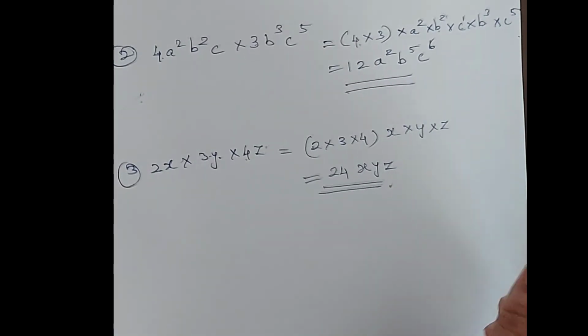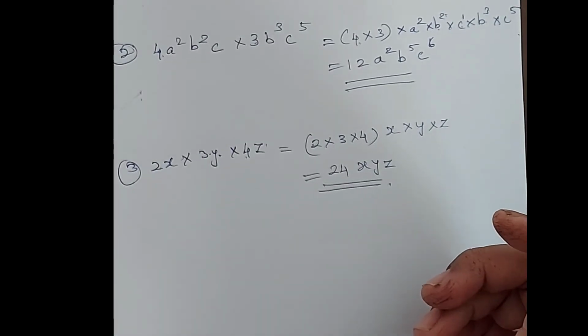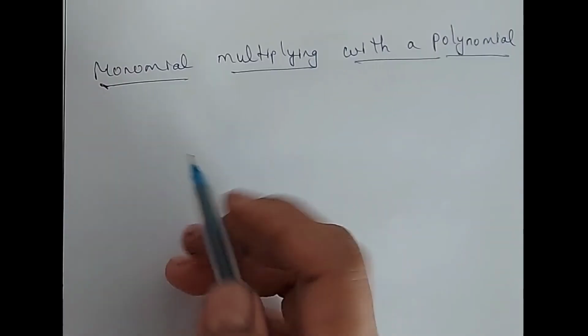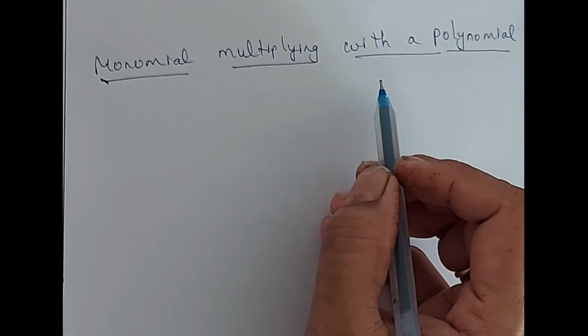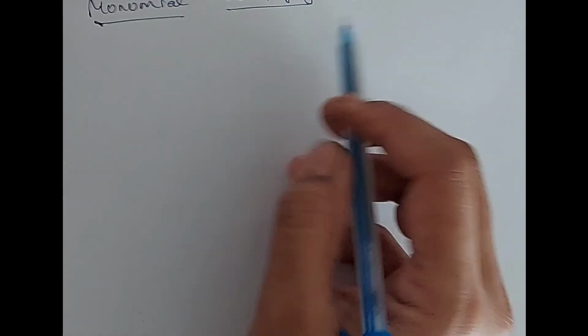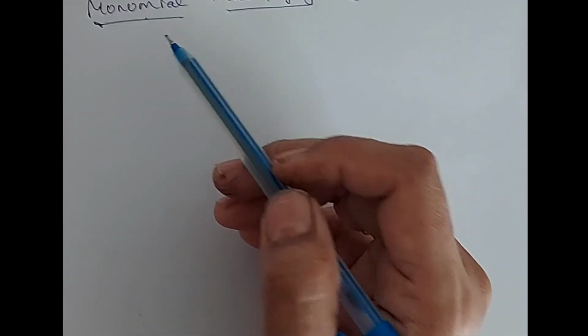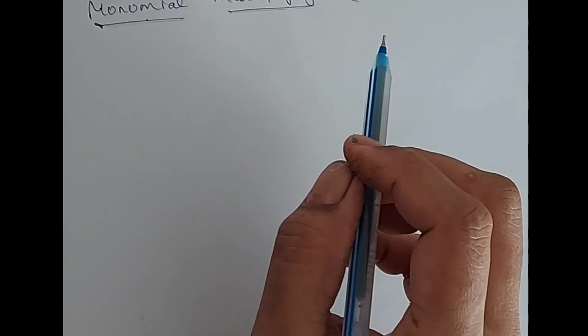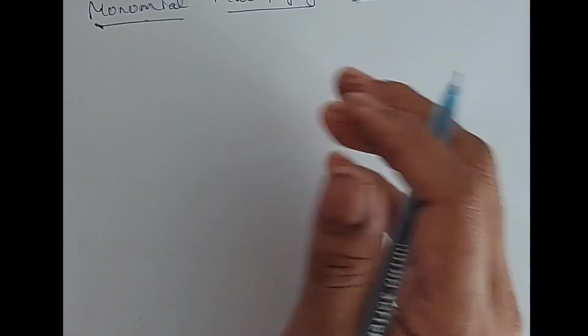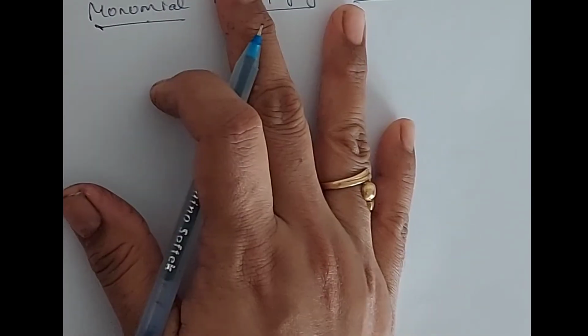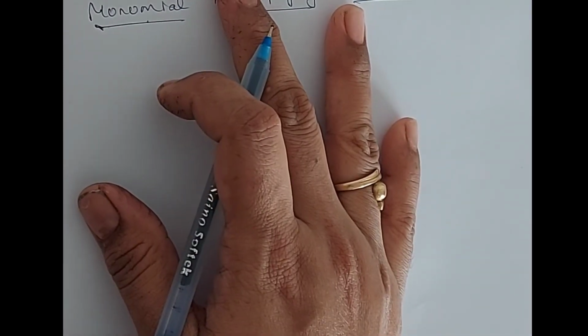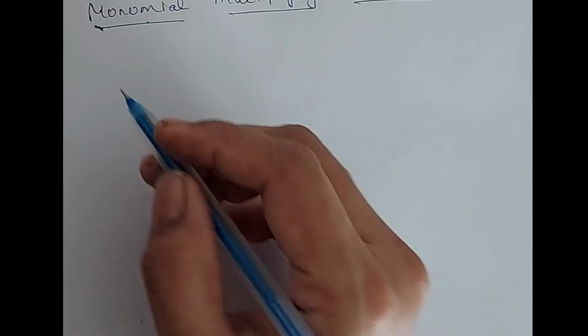Next we will see a monomial multiplying by a polynomial. In order to multiply a given polynomial by a monomial, first you have to multiply each term of the polynomial by the given monomial, using the distributive law we have already studied in the number system. Let us see with an example.